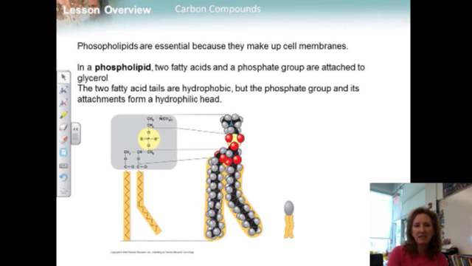Cells could not exist without another type of lipid, and they're called phospholipids. Phospholipids are essential because they make up cell membranes. In a phospholipid, two fatty acids and a phosphate group are attached to a glycerol. The two fatty acid tails are hydrophobic, but the phosphate group and its attachments form a hydrophilic head.